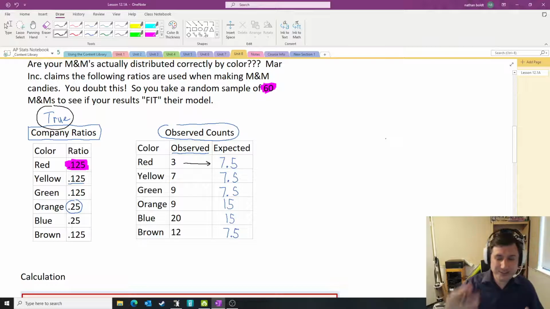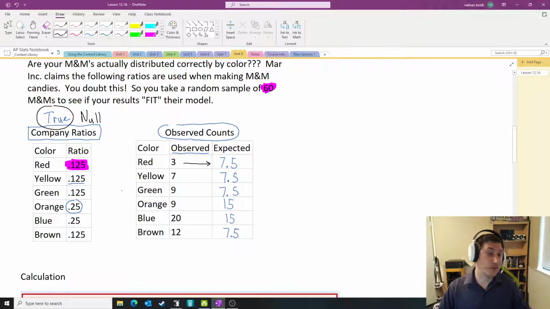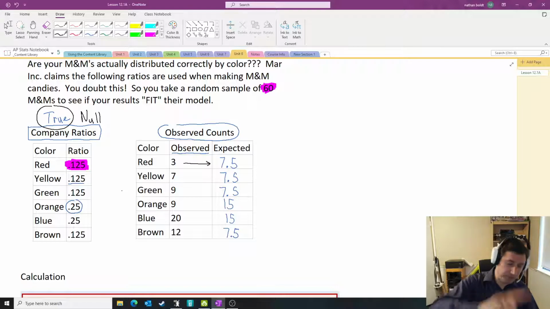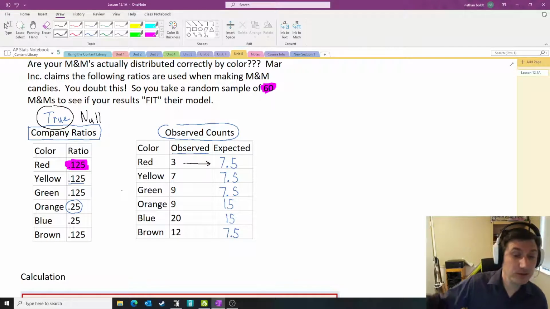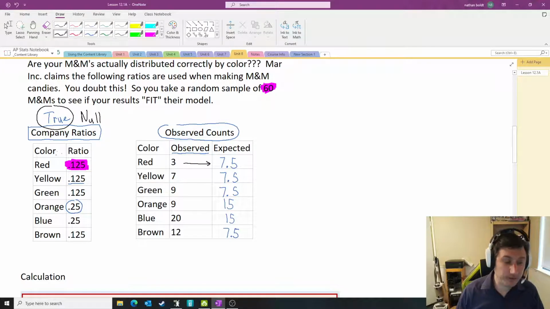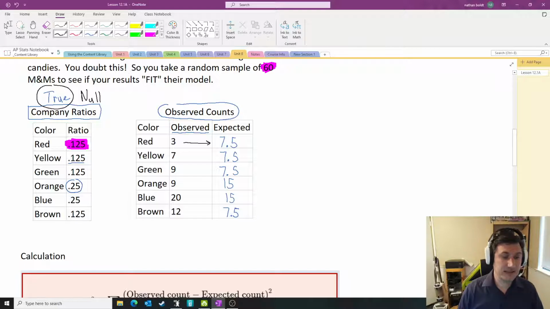Hopefully you see the makings of a hypothesis test here, where this is our null hypothesis, and our alternative is that the null isn't true. Now, I'm not going to do all that right now. We're not going to do the whole state, plan, do, conclude, conditions, and null and alternative hypothesis. Not going to focus on that right now, but that is where we're going. Right now, we're just going to focus on calculating the chi-squared test statistic so that later we can use it. So we're just going to do the calculation part right now.